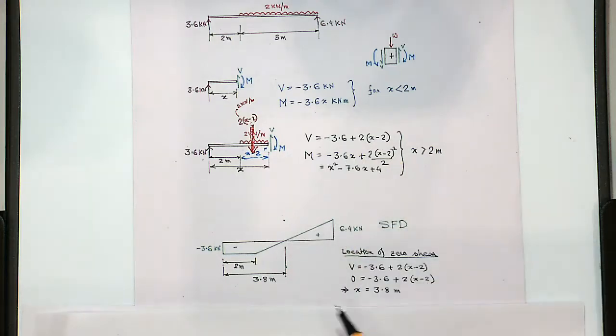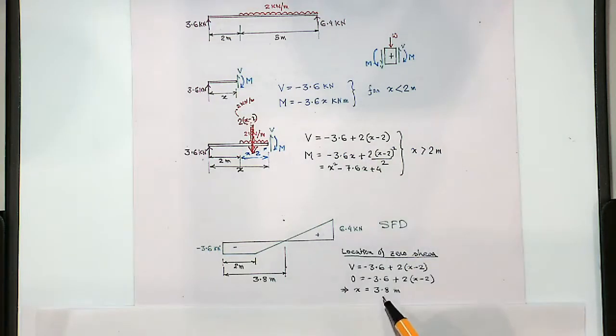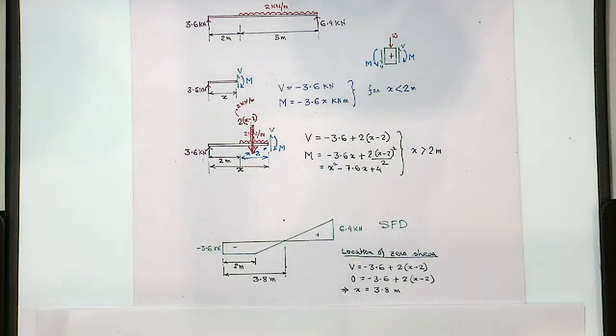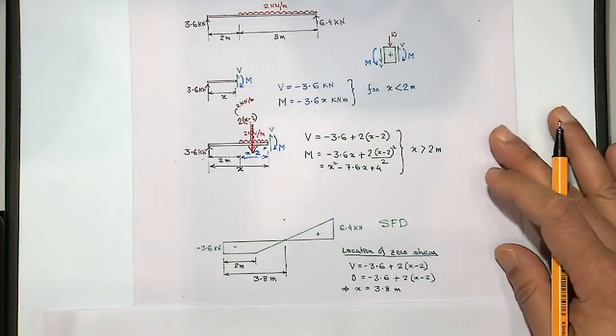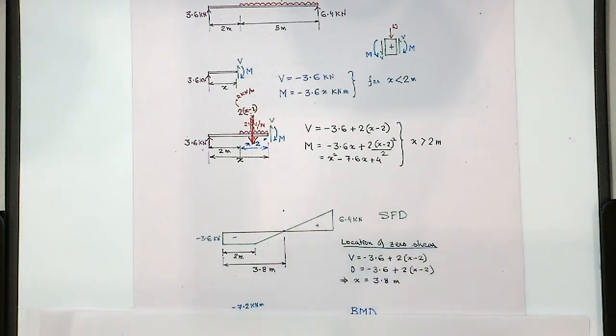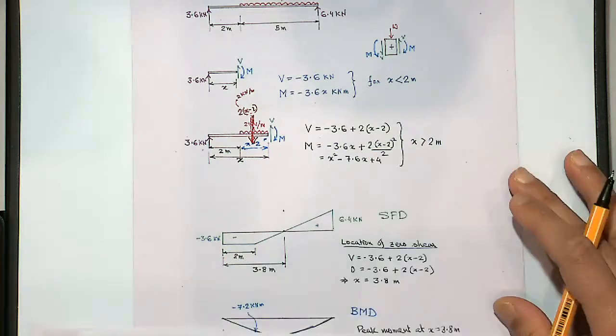So you can find the location of zero shear force by putting V equal to 0, then you'll get x equal to 3.8 meters. That would be the zero shear force location, which is useful because zero shear force means the bending moment will have zero slope. So that means the bending moment is likely to have a maximum value at that location.